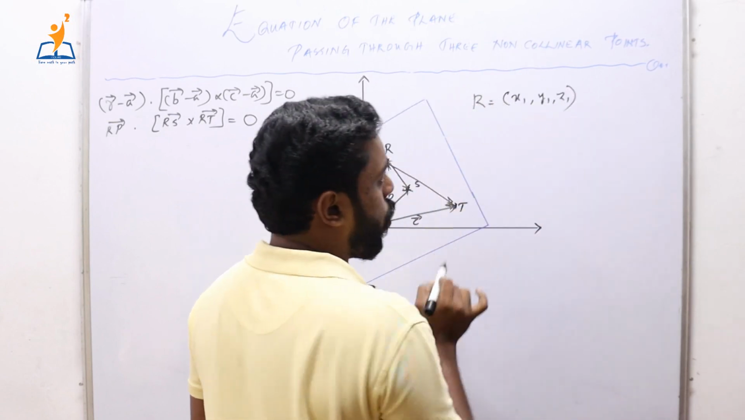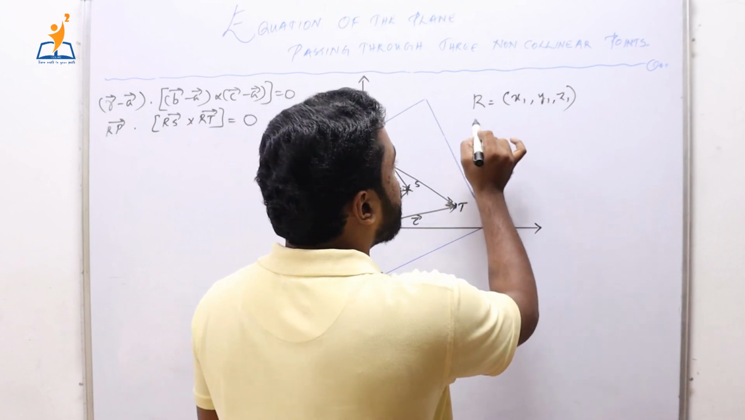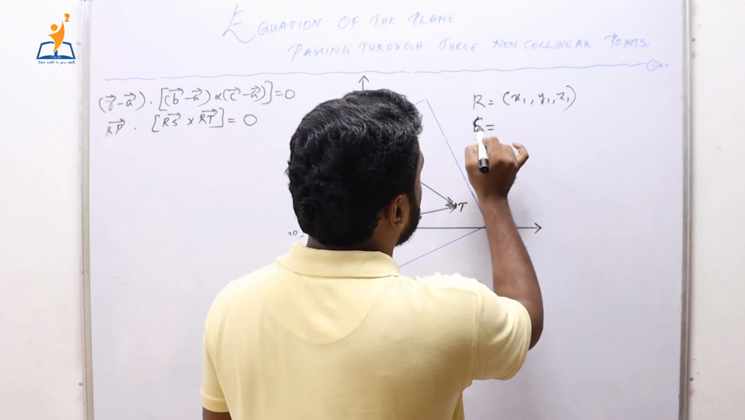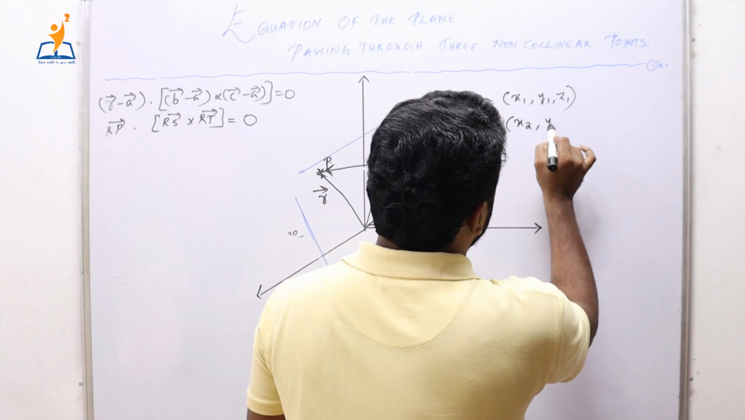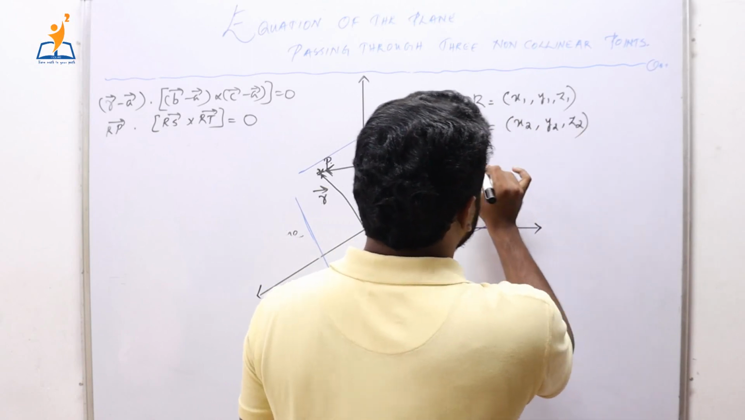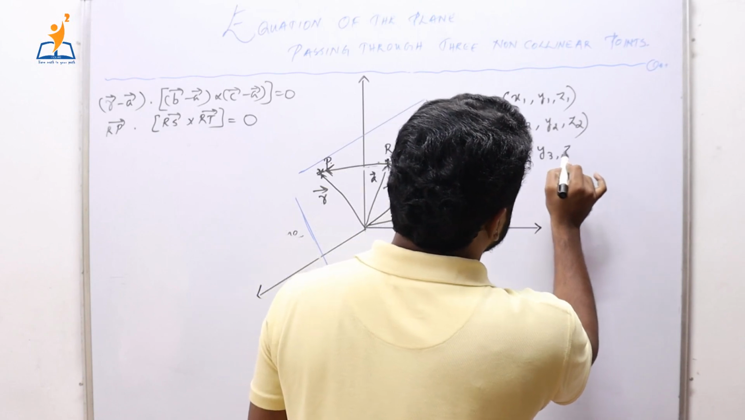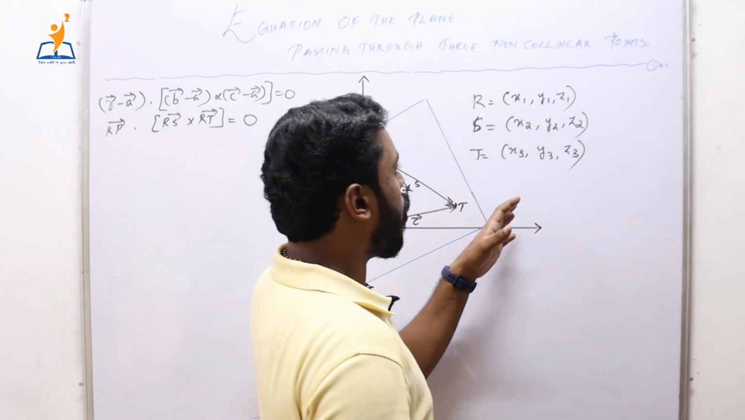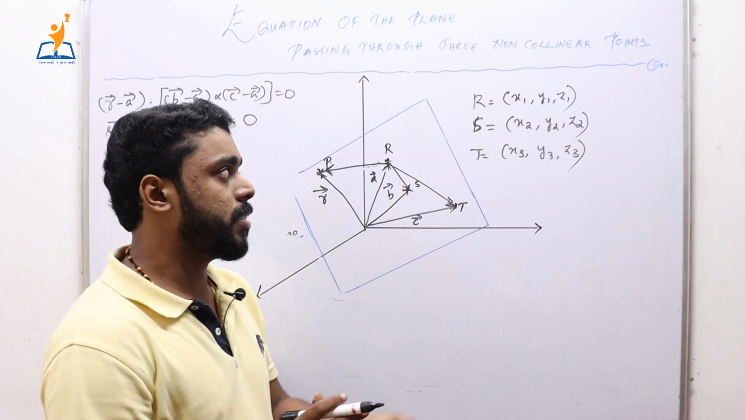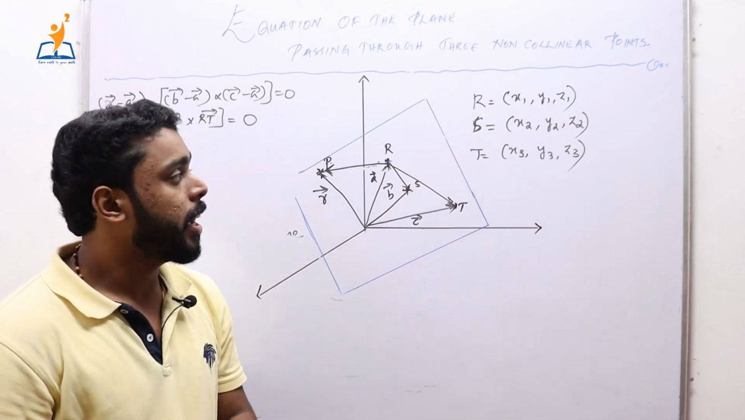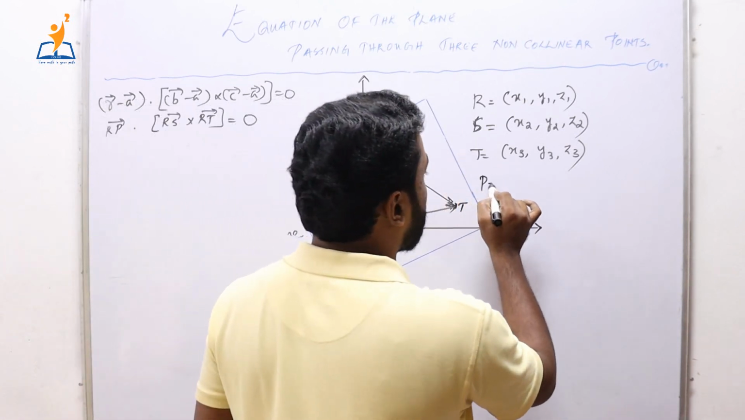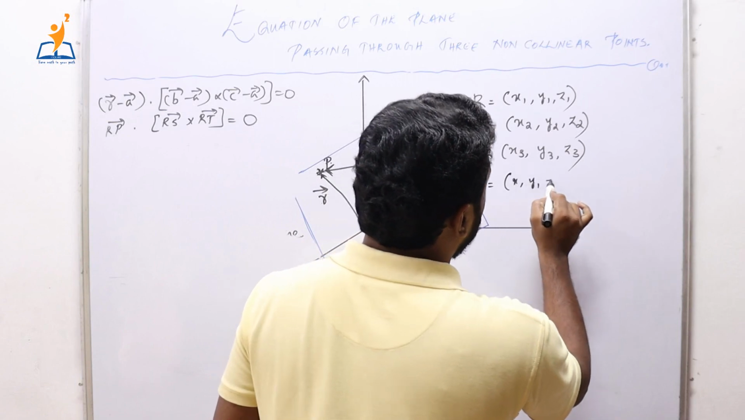So the first given point is x1, y1, z1. The next given point S is equal to x2, y2, z2. And the next point T is equal to x3, y3, z3. So these are the 3 points in the given plane. This is given 3 points. Okay. And let the arbitrary point P be equal to x, y and z.